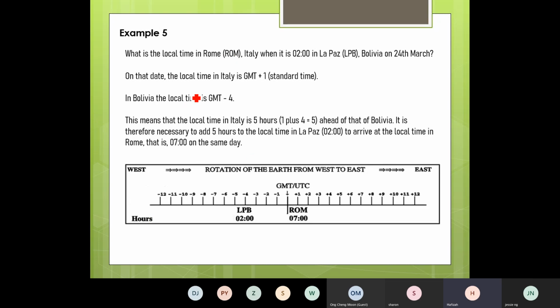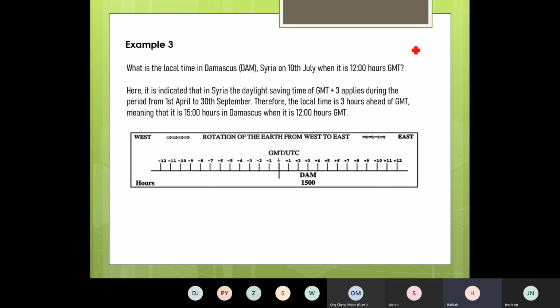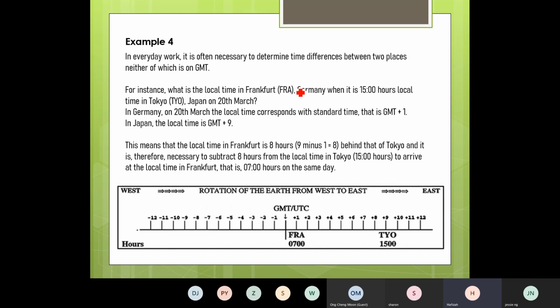So there are a few things which will be different. If you see this example here, just now I showed you a country above GMT, meaning GMT 0, and another country is +1 and another is -1, so the difference is 1 hour. But what happens if there is a difference like this, where you want to find the time in Frankfurt as well as the time in Tokyo?